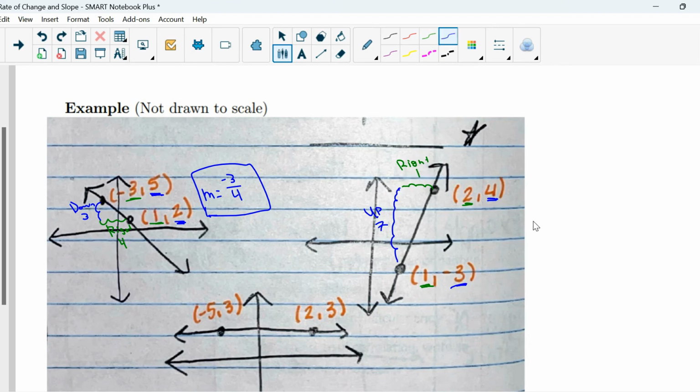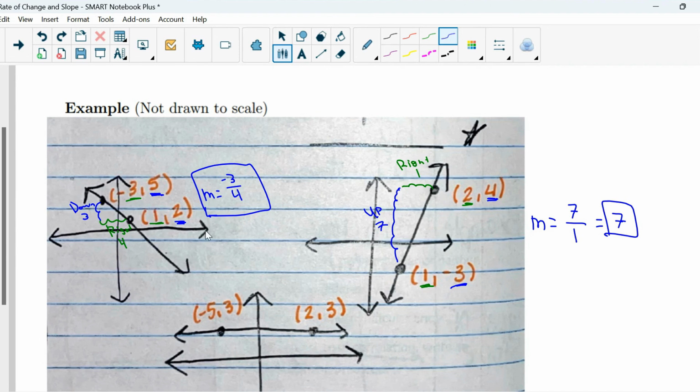So if we were to write this as our slope, we have m equals the change in y, which is up 7, or +7, over the change in x, which is right 1, or +1. Okay? Remember, we have to always simplify this. So if we have 7 over 1, that simplifies to just a slope of 7.